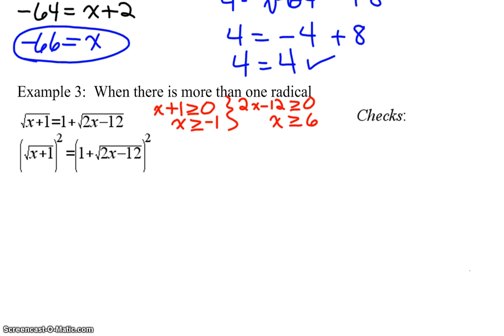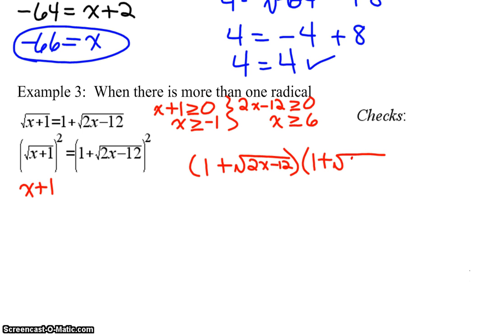Now when I square this on the left side, when I square the square root of x plus 1, I'm just going to get x plus 1. On the right side, when I square that, I have to remember to do the entire FOIL process. So that's the same as 1 plus the square root of 2x minus 12 times 1 plus the square root of 2x minus 12. Now, when I square that, when I do FOIL, 1 times 1 is 1.